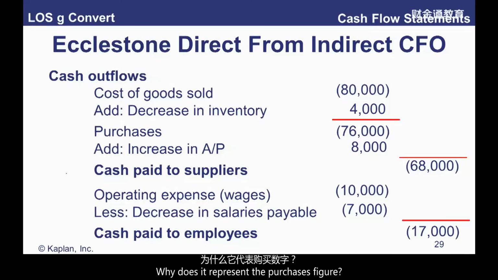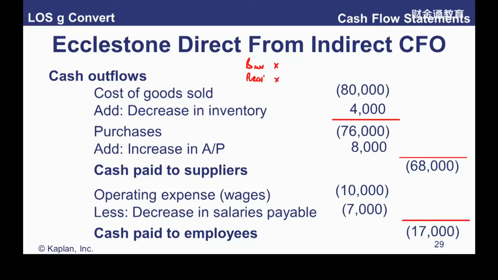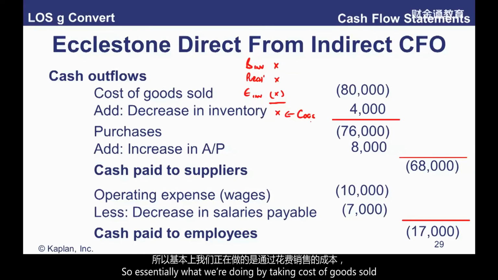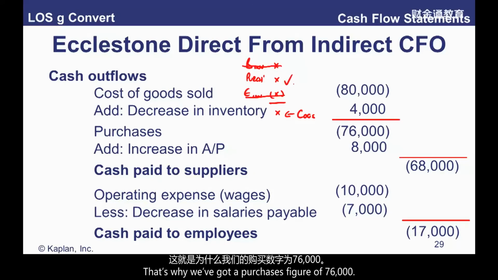Why does it represent the purchases figure? Well, let's think about cost of goods sold. It's actually made up of beginning inventory plus our purchases less our ending inventory. And that gives us our cost of goods sold. So essentially what we're doing by taking cost of goods sold and adjusting for the change in inventory is we're eliminating that, and we're left with purchases. That's why we've got a purchase figure of 76,000. Now, once we've got the purchases figure, we've then got to adjust for accounts payable.